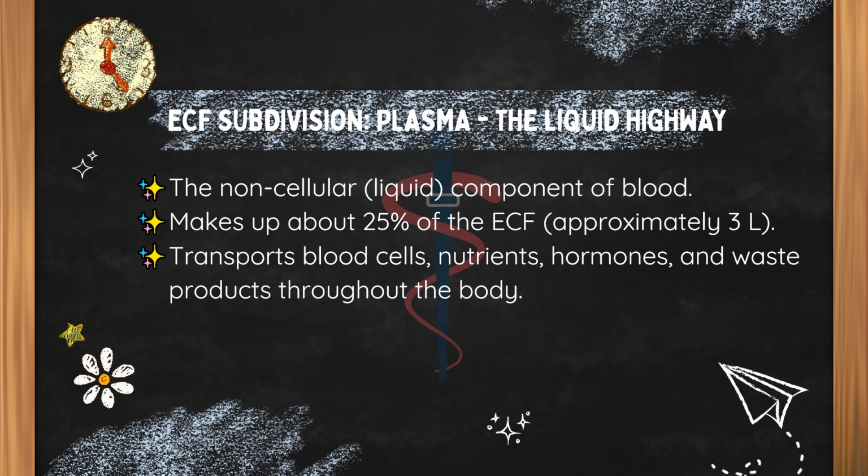We also have a minor, often overlooked, compartment called the transcellular fluid. This includes fluids in specialized cavities like synovial fluid in joints, cerebrospinal fluid surrounding the brain and spinal cord, and fluids in the peritoneal and pleural cavities. While small, around 0.5 to 1 liters, it plays important roles.